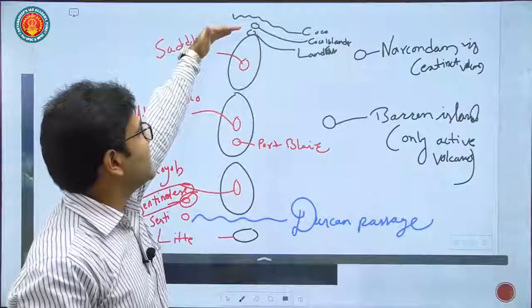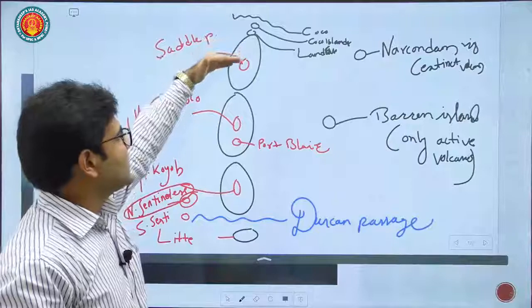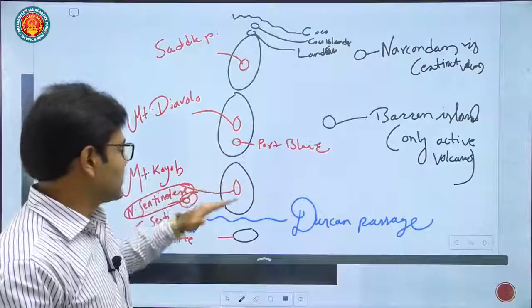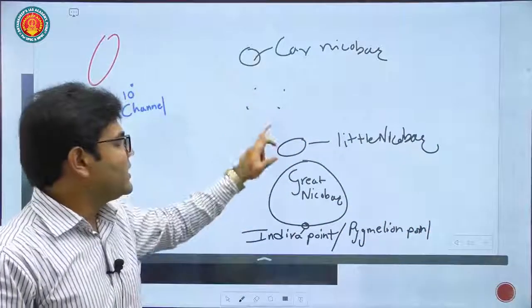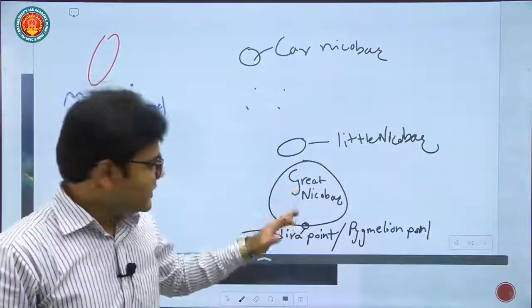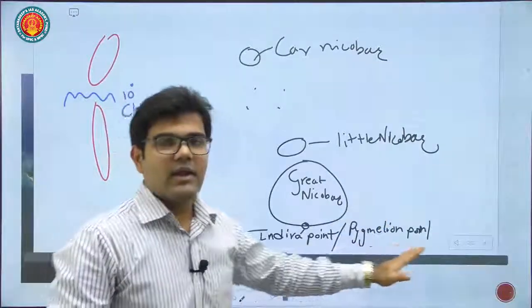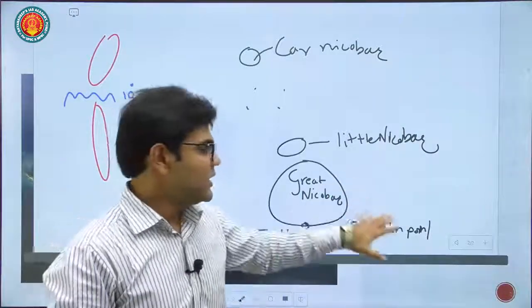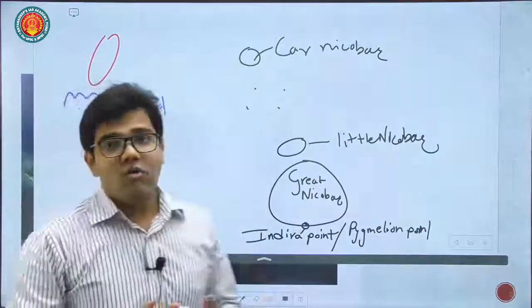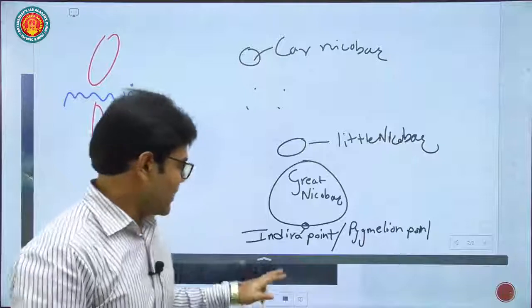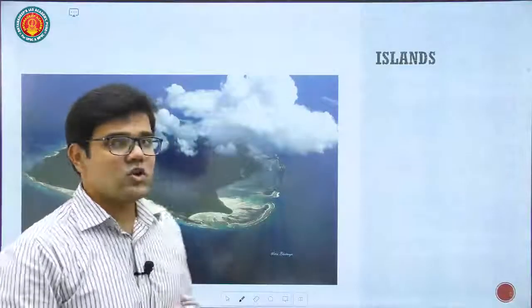So this is the detailed structure. We have Coco Channel, Landfall Islands, North Andaman, Middle Andaman, South Andaman, Little Andaman, and then Car Nicobar, Little Nicobar, and Great Nicobar. Then we have Great Channel and Sumatra, and the country of Indonesia starts from here. This is the brief idea of the islands of Andaman and Nicobar. We also saw about the channels: Duncan Passage, Great Channel, Coco Channel, and 10-degree channel. These four channels are very important.